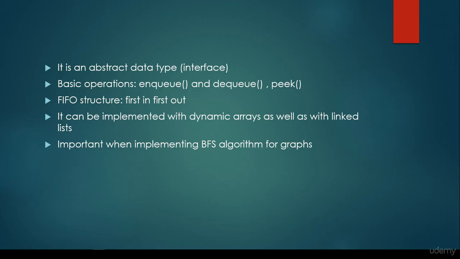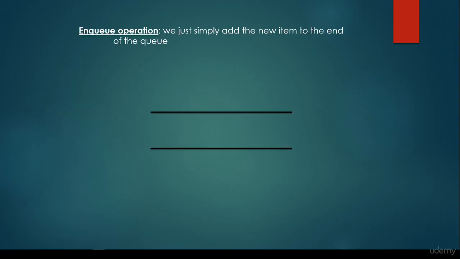As you may recall, stacks have a LIFO structure. The last item we have inserted is going to be the first one we take out. Here, the first item we inserted will be the first we take out. It can be implemented with dynamic arrays as well as with linked lists. And it's very important when we implement the breadth-first search graph traversal algorithm. So let's see how it works in practice.